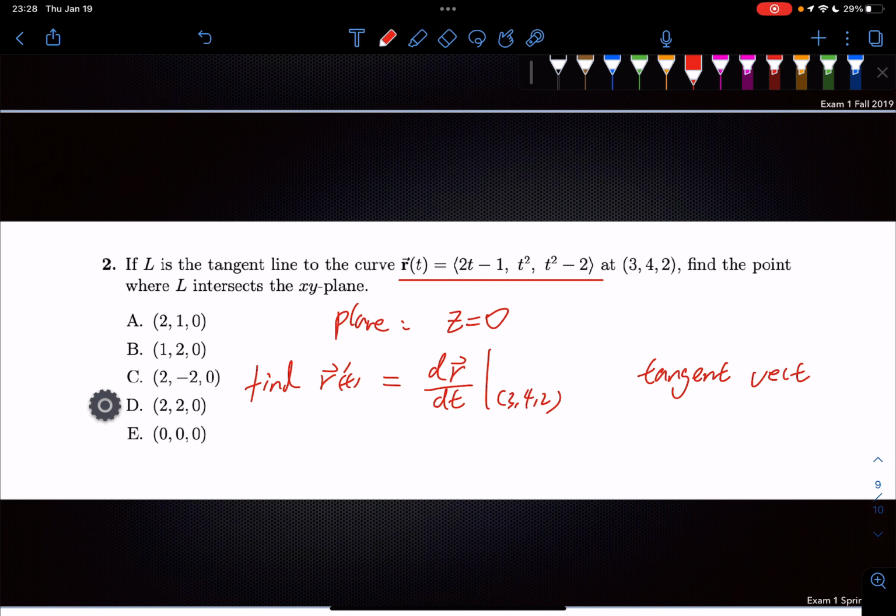So to find the tangent line, I'll call this point P. So L just equals P plus your r prime of t vector, r prime of t at 3, 4.